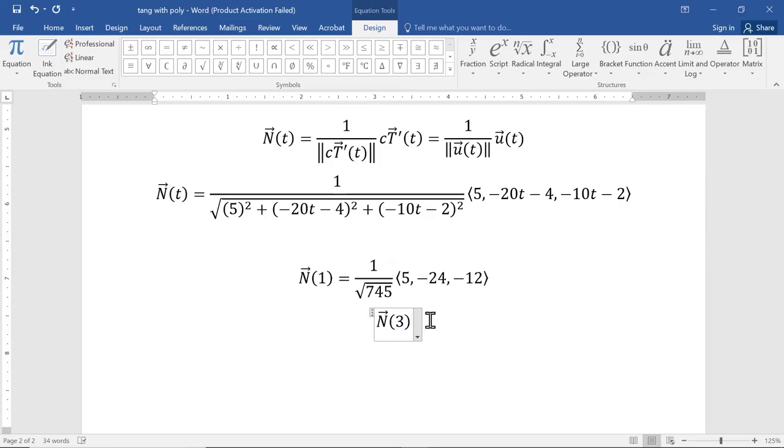And so 1 over square root of 745 would make a unit vector when I multiply it. If I want to plug in 3, go ahead, let's plug in 3. We get a specific vector, 5. When I plug in 3, I get -64. And when I plug in 3 here, I get -32.